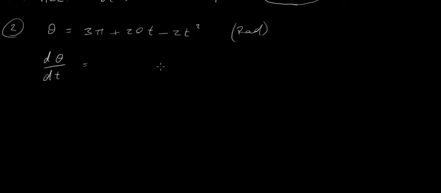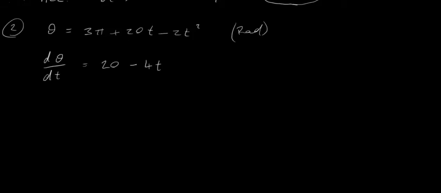When you differentiate it, remember π is a constant. π is just a number. 3 is a number, so this term here is a number, and you just get 0 there. Differentiate the 20t, you get 20. Differentiate minus 2t squared, you get minus 4t.